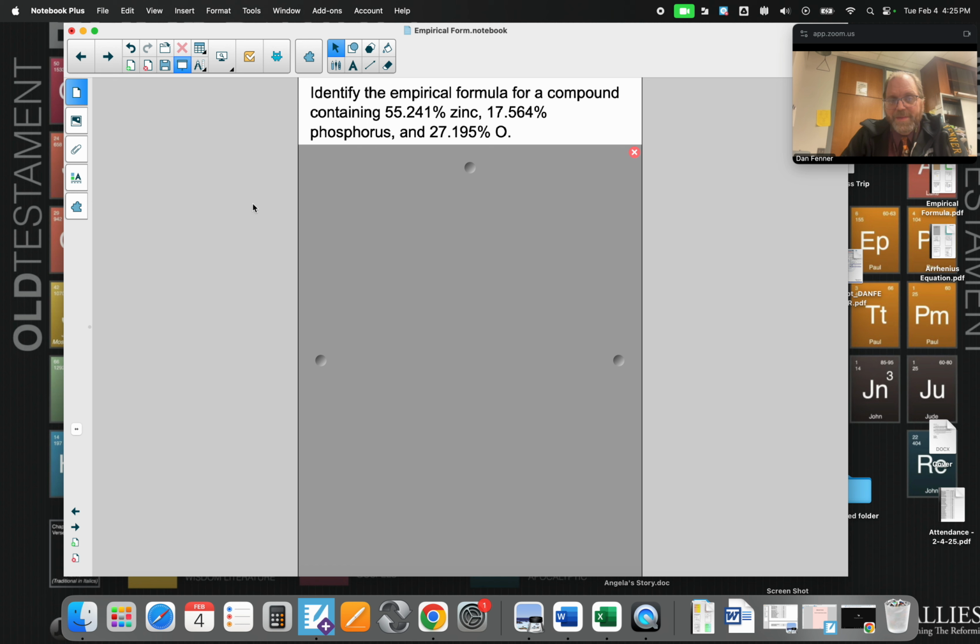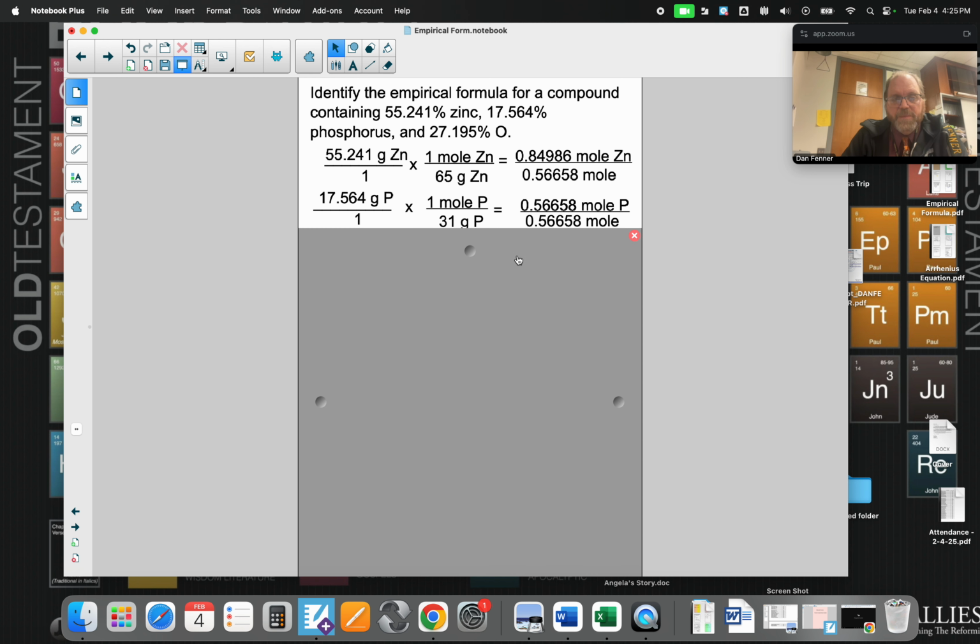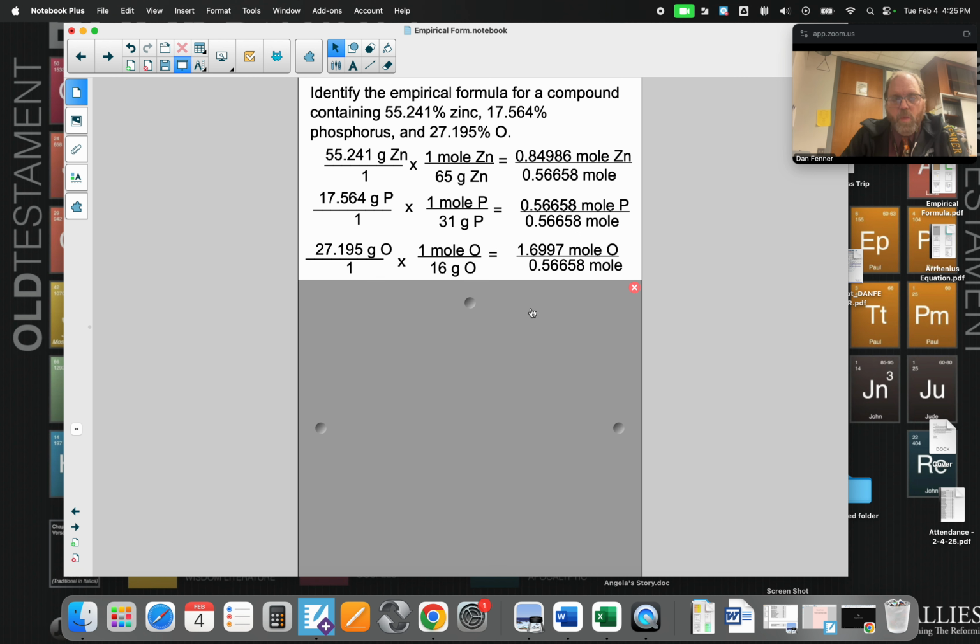All right, let's see what we got. So we should get 0.84986 moles for zinc, 0.56658 moles for phosphorus, 1.6997 moles for oxygen. Smallest number is the phosphorus there. So we divide them through, we get 1.5000 for zinc, 1 for phosphorus, 2.99.